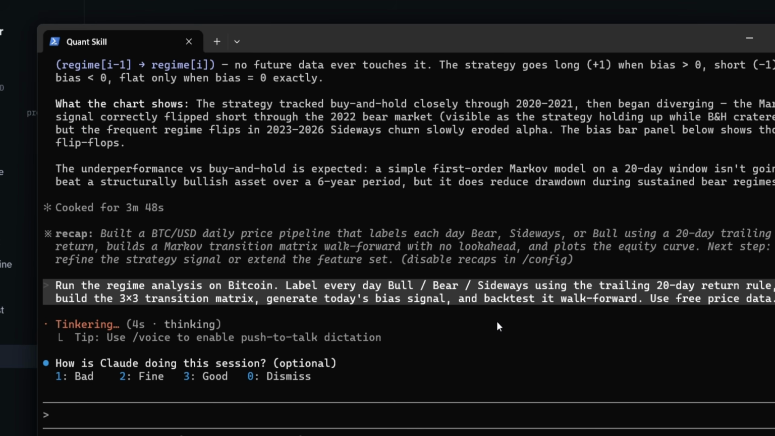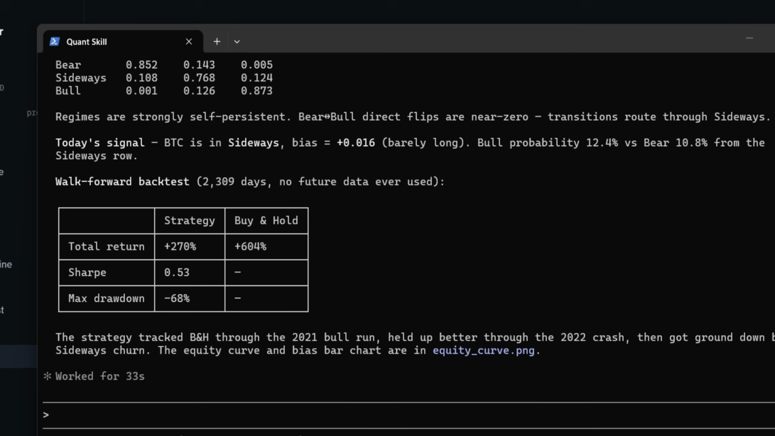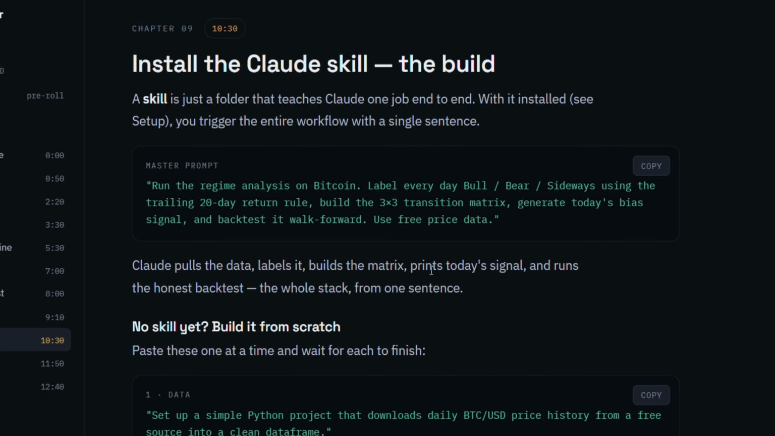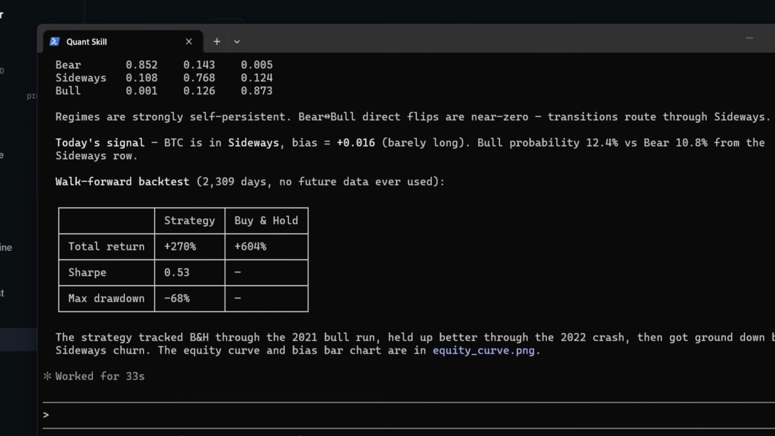One sentence. Claude pulls the data, learns the regimes, builds the matrix, generates today's signal, and runs the honest backtest. The whole quant stack, done. That's installing a quant into your AI.